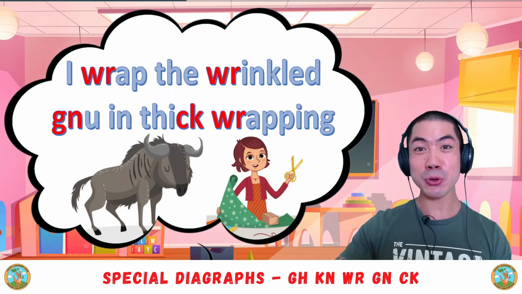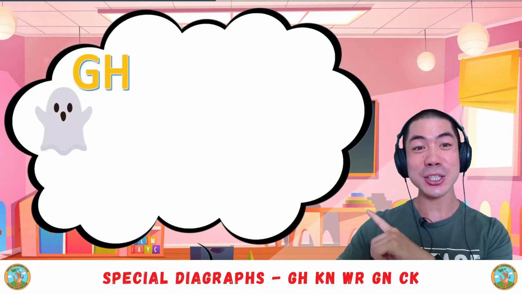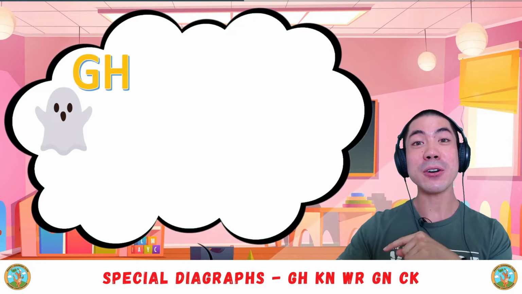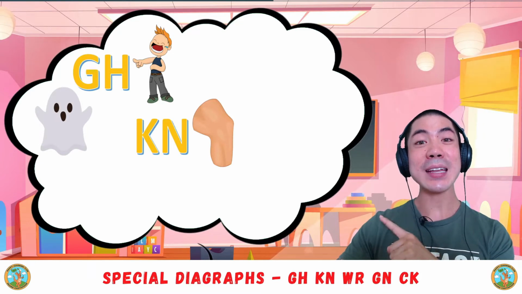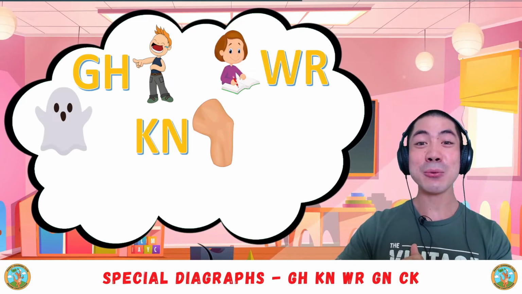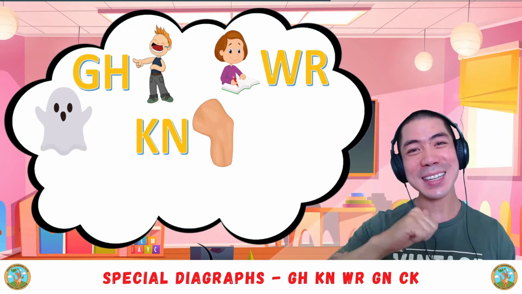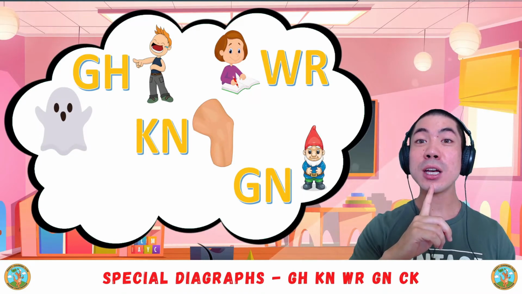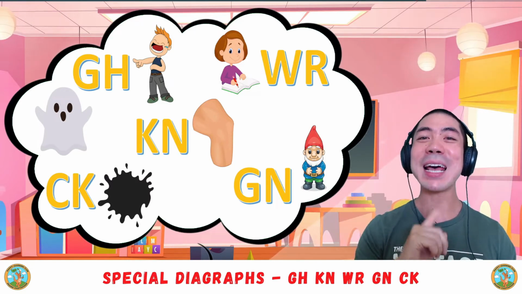Today we learned many tricky consonant digraphs. The first one is GH, like in ghost. GH is also F, like in laugh. The next digraph is KN, which is n, knee. Very good. Then we have WR, which is r, like in right. Nice. The next digraph is GN, which is n, gnome. And the final one is CK, like in black.